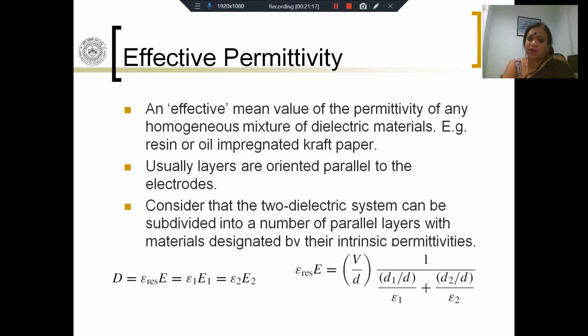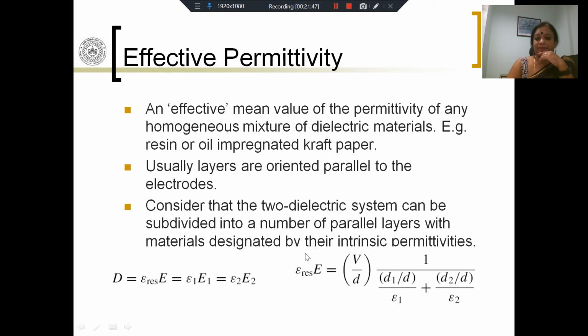For example, if you have resin impregnated paper or oil impregnated kraft paper, you would not go around measuring the permittivities of the oil and the paper separately. You would like to understand how the composite behaves. And one of the ways is to characterize it with its effective permittivity. Now here I'm just going to talk about parallel layers because I'm just trying to understand what happens. Of course, even if they're not parallel, we can calculate, but I'll not talk about that now. Usually the layers are oriented parallel to the electrodes.